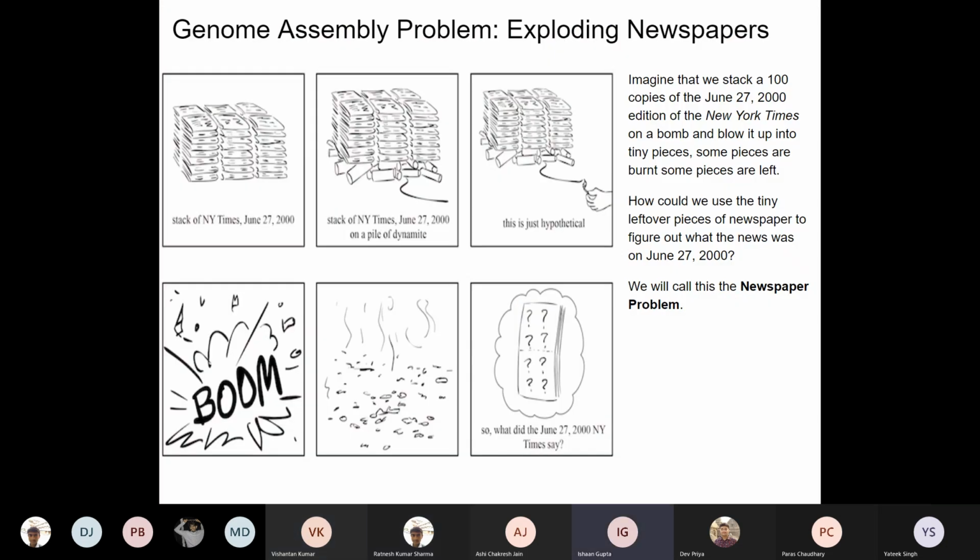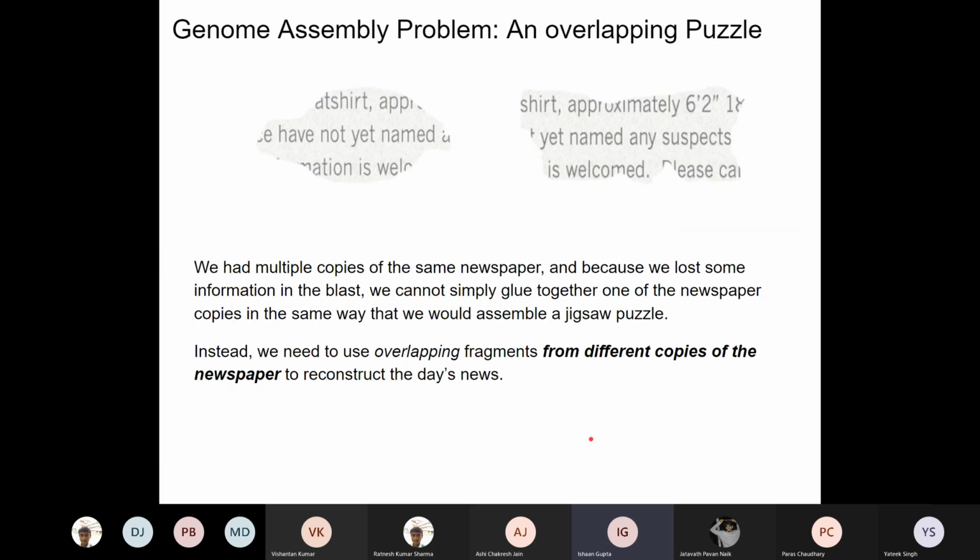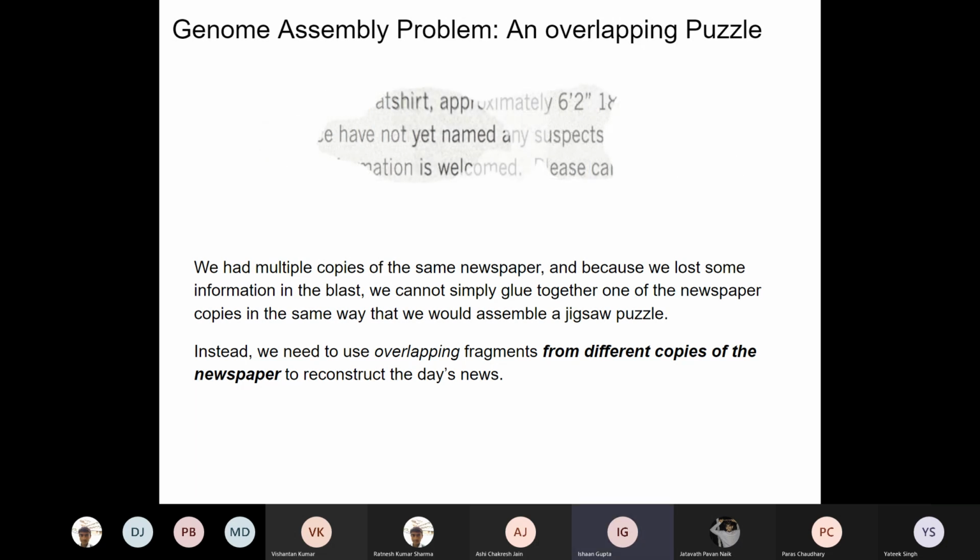The genome assembly problem, as I defined earlier, was essentially the genome reconstruction problem. The reason why I talked about the newspaper of June 27th, 2000, the New York Times, is because of what it was saying about overlapping. When you are trying to reconstruct, you use overlapping fragments from different genomes, because the fragments from the same genome, by the nature of the process of fragmenting, are non-overlapping. Because these fragments come from different genomes, it fits like a jigsaw puzzle.